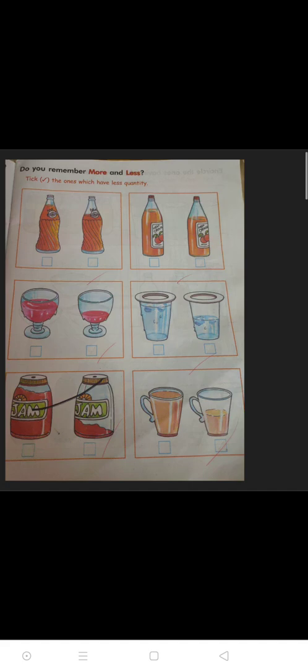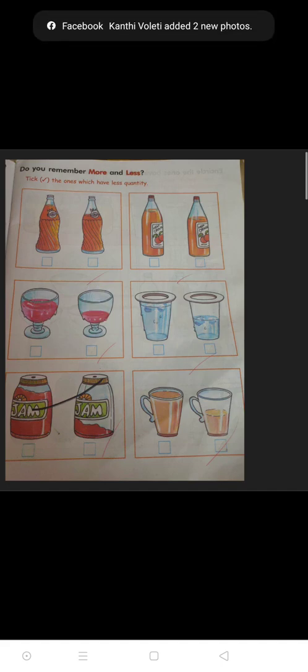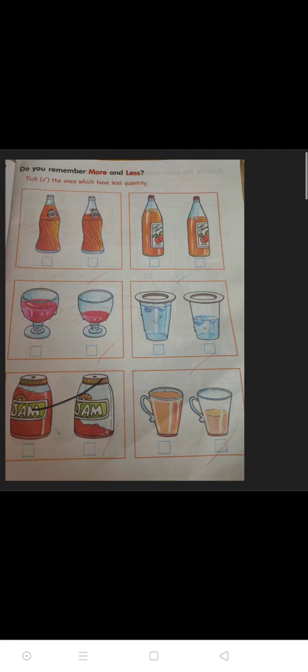Now look at here children. There are 2 orange juice bottles. The first bottle is more and the second bottle is less quantity. So you can put tick for the second box. Now see here, there are 2 cups. One is more quantity and the other cup is less quantity. So you can put tick to the second box.